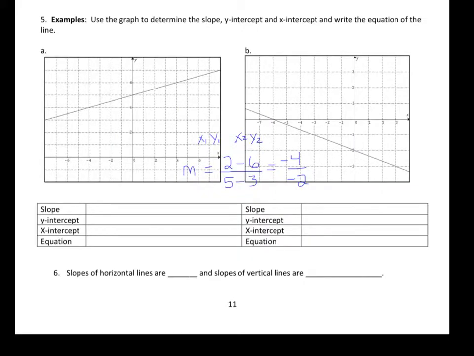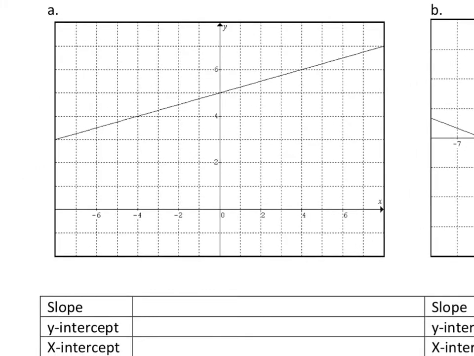In the next example, we need to use the graph to determine slope, y-intercept and x-intercept, and write the equation of the line. There's a table here to help us along with this. So the slope is rise over run. If I zoom in to this first graph, what I'm looking for is a point that's right on the grid. This point right here, 0, 5.